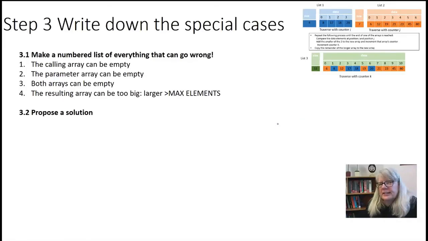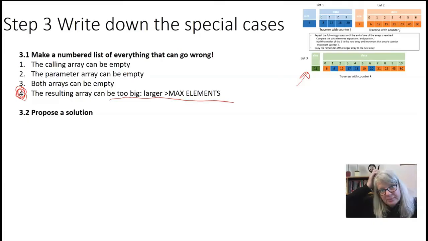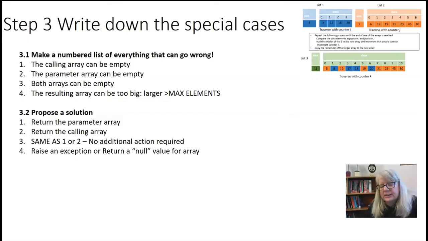You've guessed it. The arrays can be empty. Any one of the calling or the parameter array can be empty, or both. And then the fourth one, I wonder how many of you figured that one out. Remember, the third one is double, or is the combined length, and it can be too big. We can go over the maximum elements. Let's quickly have a look at the solutions.